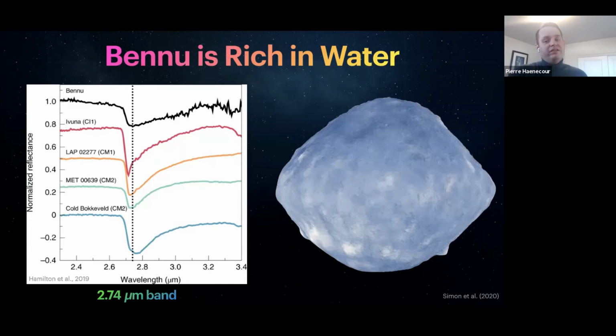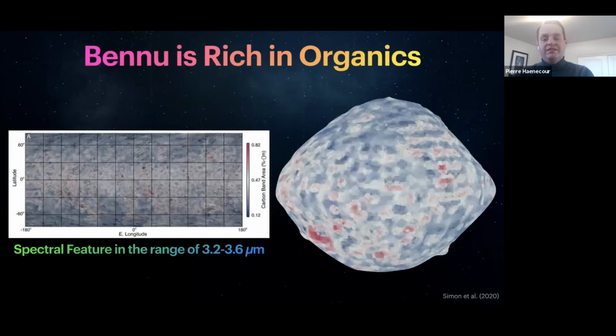But one of the other things in addition to water that I'm really interested in is organics. And one of the really nice surprises is that there is a lot of carbon-rich or organic-rich region on the surface of Bennu. And here, it's also using spectroscopy. You can see here it's using a different region in the spectrum of Bennu.